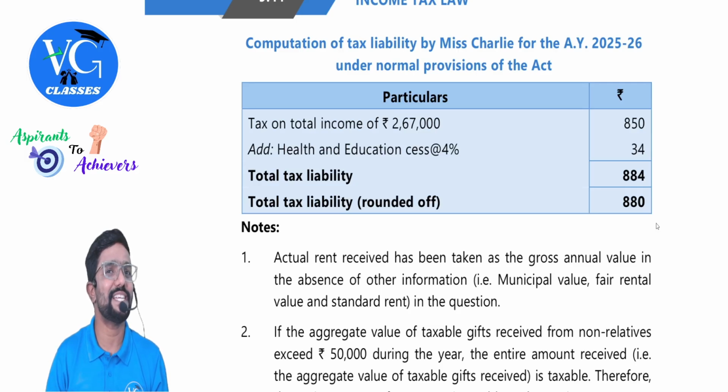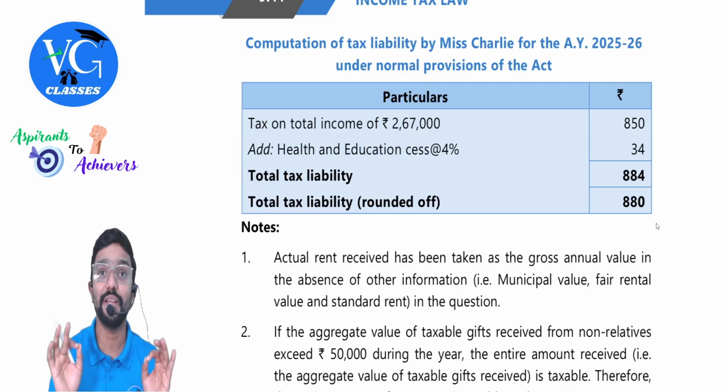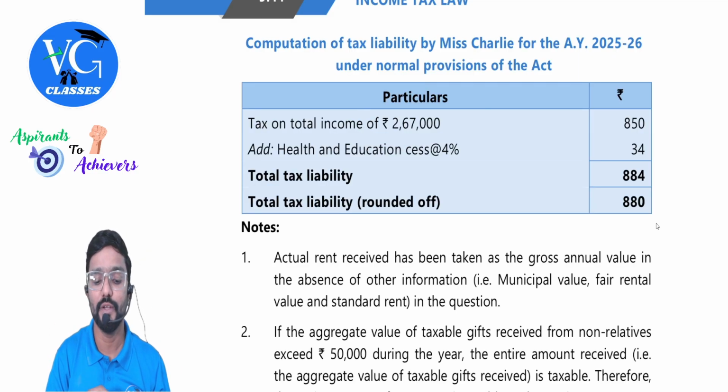No rebate for non-residents. Who is Charlie? Non-resident. So is she eligible for a rebate? No. Because you might get a doubt, sir, total income is within 5 lakh. So rebate on that? Rebate is not available for a non-resident individual. So add 4% cess, it comes to 884.